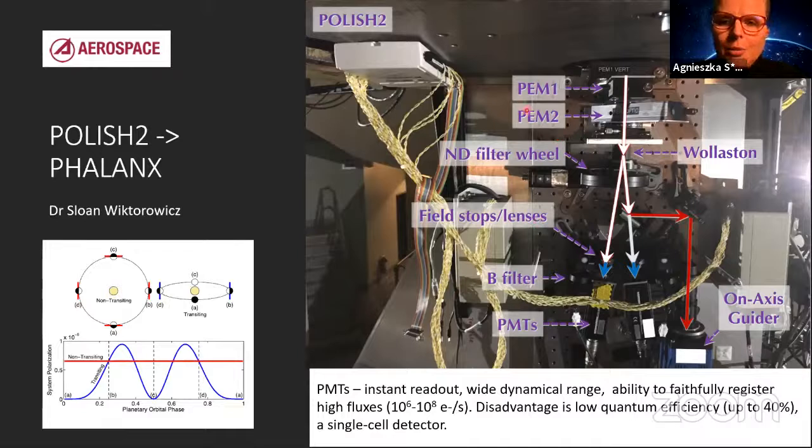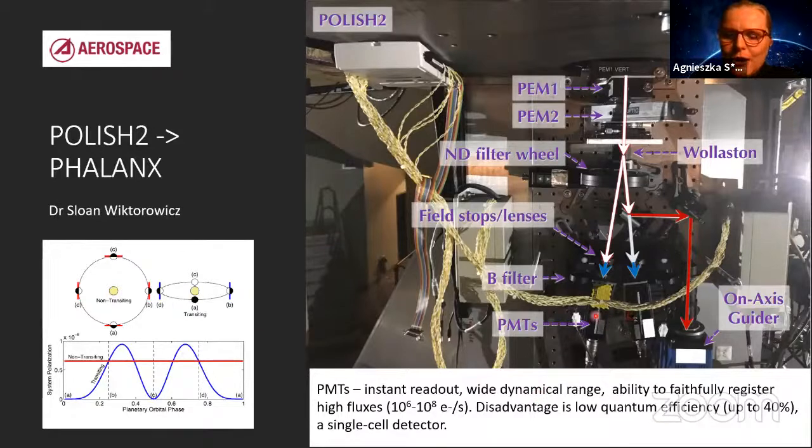Polish 2 is a bit different instrument than OPTIMA. It's based on photoelastic modulators. Here they are. Then we have the Wollaston prism. Then you can put in the neutral density filters, because sometimes you have to dim your objects. There are also some stopping lenses. Then you have the place where you can insert the color filters. And then you have the photomultipliers. It sounds like, you know, oh, my grandmother was using photomultipliers, but it's not so.